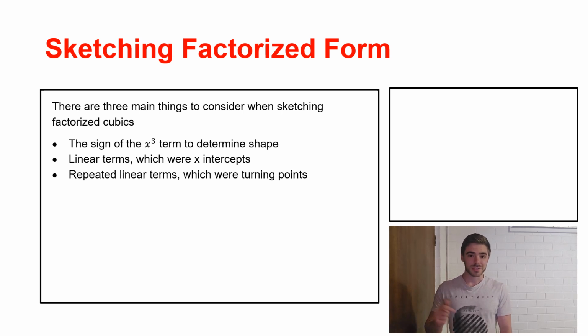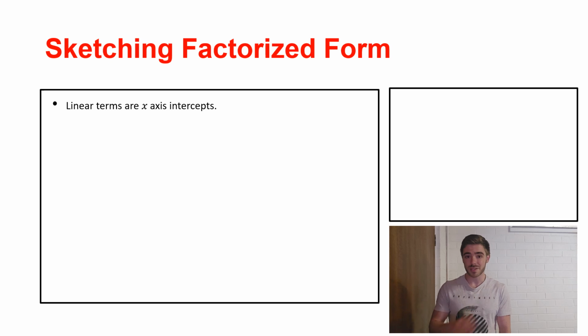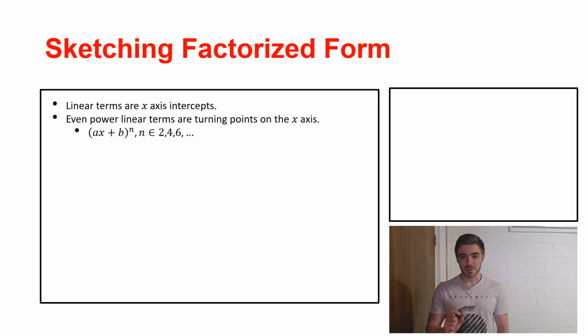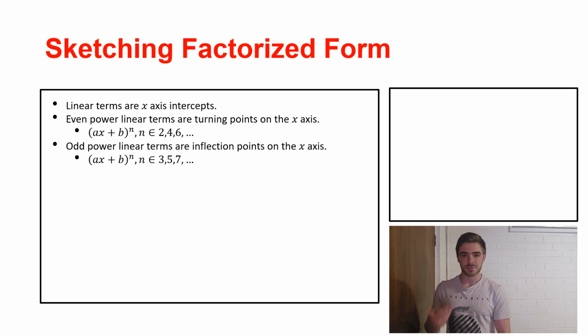We're just going to dive a little bit deeper into this to revise the rules such that they apply to all polynomials instead of just cubics. To start with, linear terms don't change. They will always cut the x-axis. The difference occurs when the linear terms have powers. If your power is even, then that term will always be a turning point. If the power is odd, then that term will always be an inflection point.